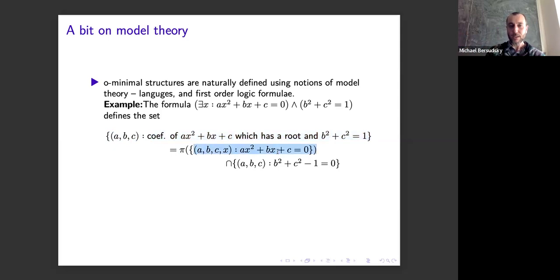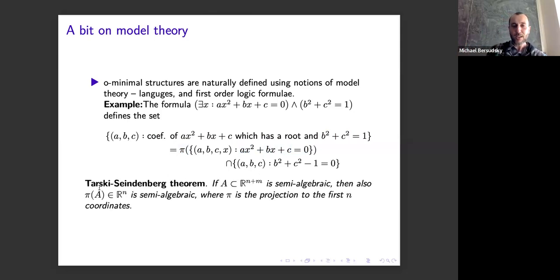Why? Consider this algebraic set. This is just a variety: A, B, C, X, such that this combination is 0. And you project it to the first 3 coordinates. The remarkable thing is that this is, again, semi-algebraic, as we know by elementary college algebra. We have the discriminant formula, which determines if a real polynomial has a root or not. You can think of it like that.